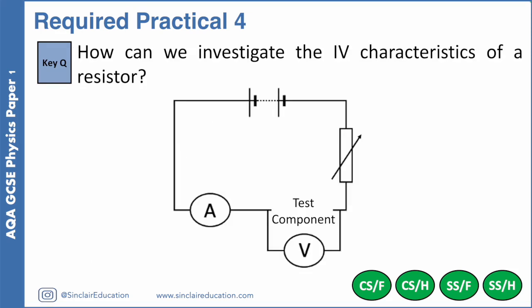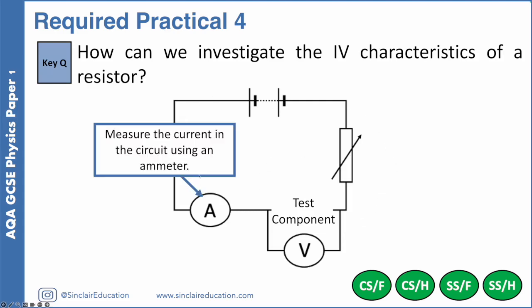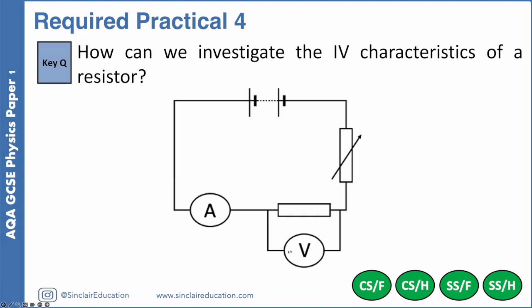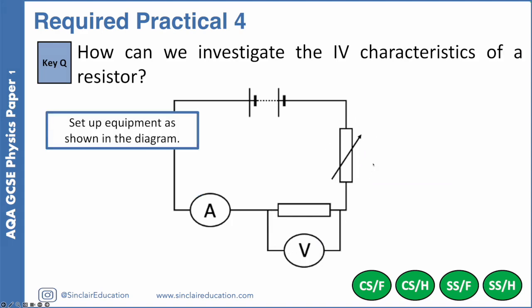For Required Practical 4, we might be asked how we can investigate the IV characteristics of a certain component. So for example, maybe a resistor. Now for this, notice our setup with the diagram is very, very similar to earlier on. We have a current placed in the circuit, measured using an ammeter, and this is in series, while the potential difference is measured through a voltmeter, and that's now in parallel. We still have that variable resistor also, but now for a slightly different reason.